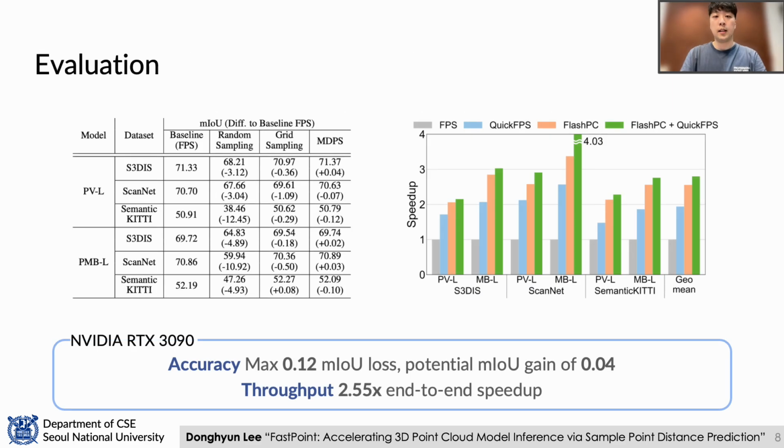We apply our techniques to state-of-the-art PointNet++ based models and evaluate the performance on an NVIDIA RTX 3090 GPU. Our experiments demonstrate that FastPoint achieves geomean 2.55x end-to-end speedup with no impact on model accuracy.